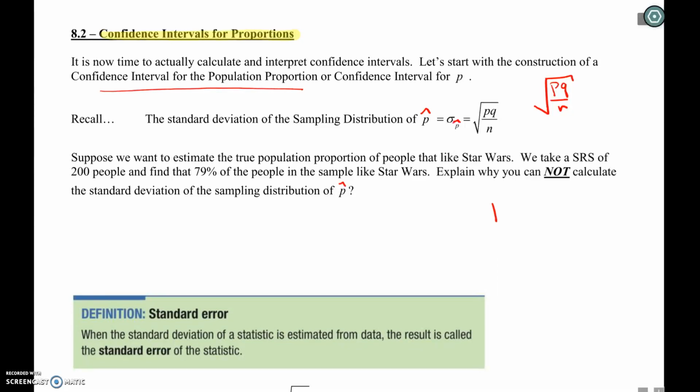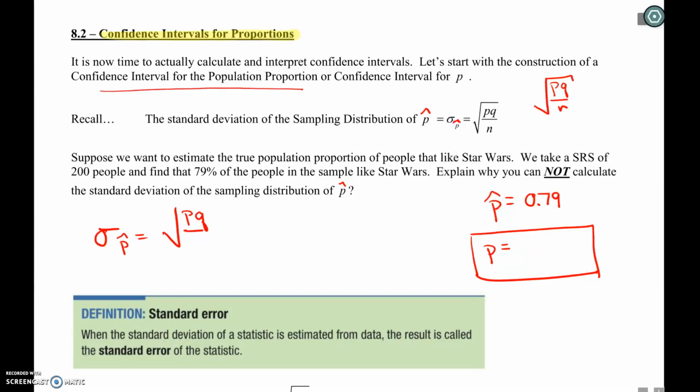So we know p hat is 0.79. The problem is we don't know p. I don't know the true population proportion. If I knew that, I wouldn't be sampling 200 people to get an estimate. So to calculate the standard deviation of p hat, you need p, q, and n. I got n, but I don't know p, and I don't know q. That's why I can't do it.